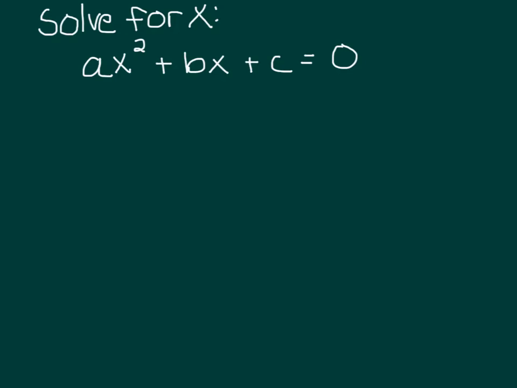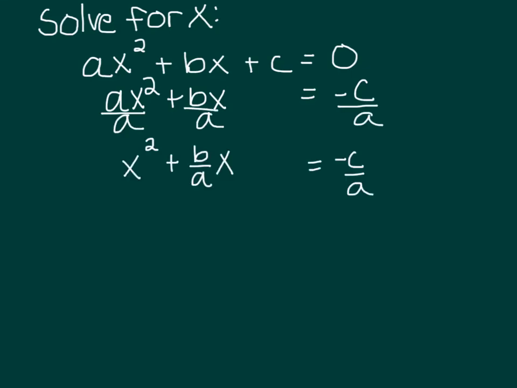So first let's move c over to the other side. And then let's divide everything by a. And then let's complete the square. So we need to half b over a. That means I'm going to take b over 2a, because that's half of b over a, and square it. And I'm going to add that to both sides. So b over 2a all squared to both sides.